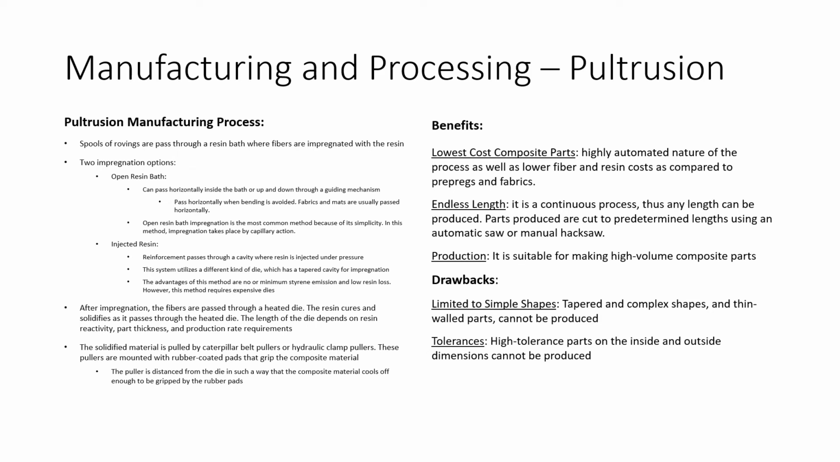The pultrusion manufacturing process starts with spools of rovings being impregnated with resin. There are two impregnation options. The first is the open resin bath, which is the most common method due to its simplicity, while the second is injected resin, where reinforcement passes through a cavity where resin is injected under pressure.